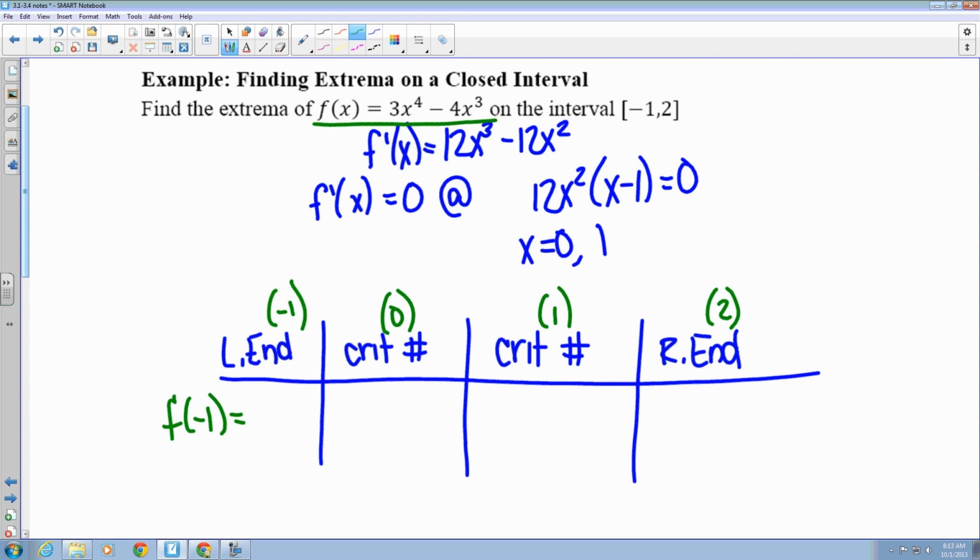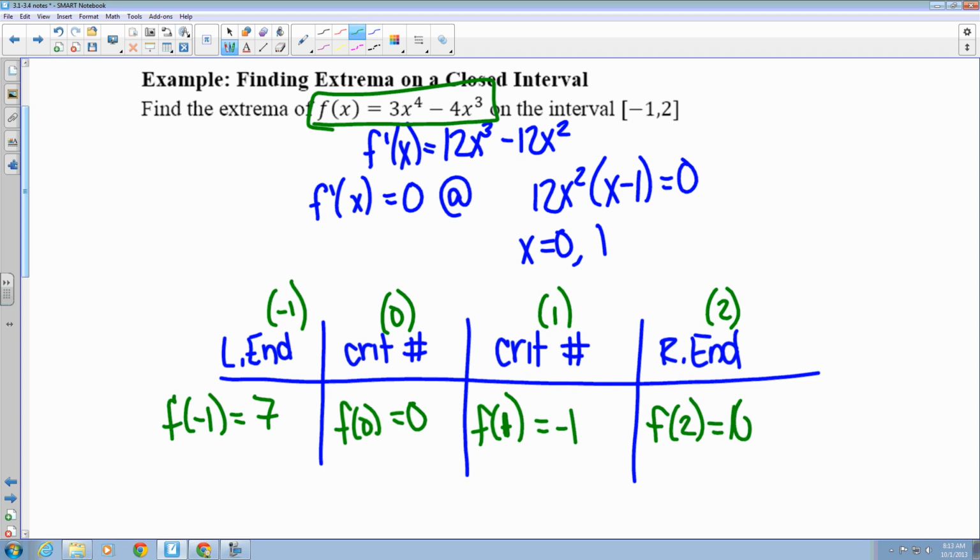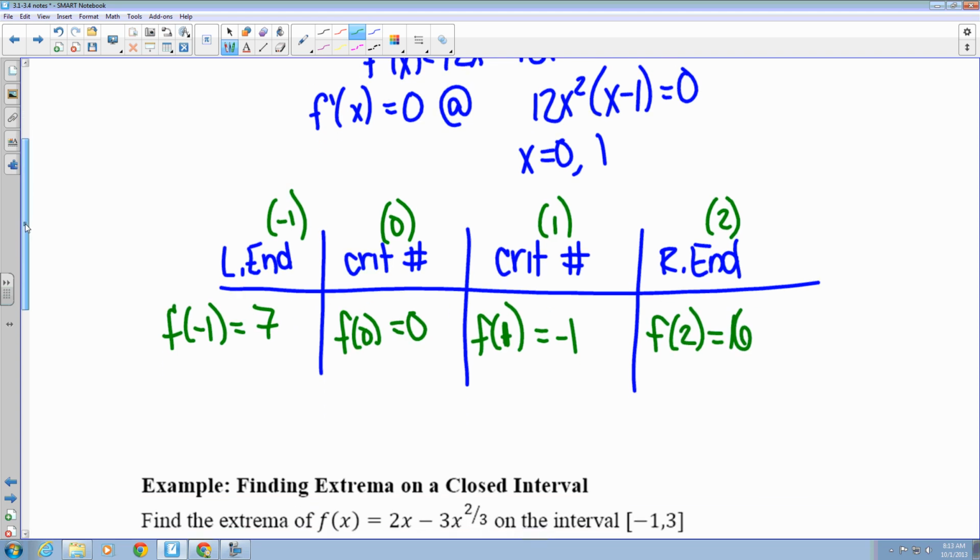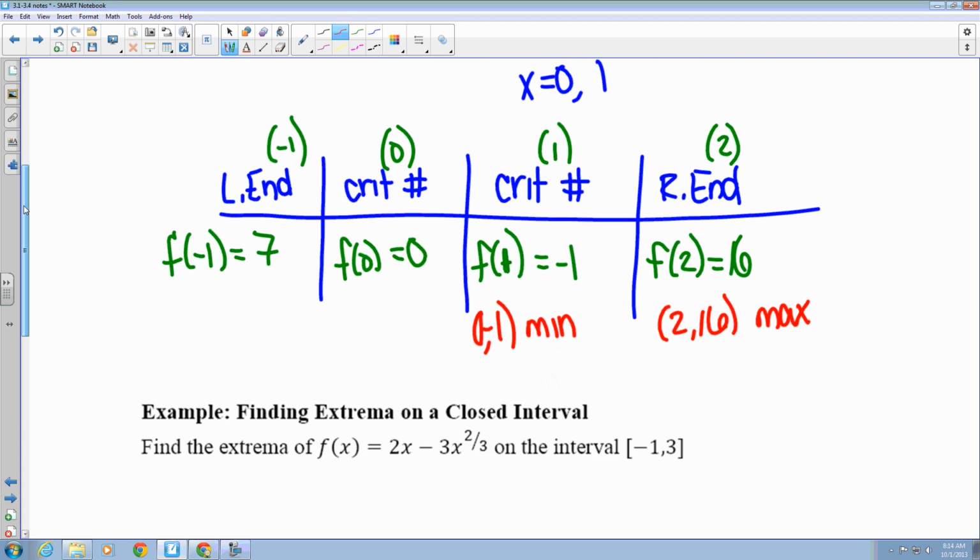F of -1, so that's plugging it back into the original, is 7. F of 0 is 0. F of 1 is -1. And F of 2 is 16. So now what you're looking at are the function values there, 7, 0, -1, and 16. You're trying to find which one is the smallest and which one is the biggest. The smallest one is at 1, -1. That's your minimum. And 2, 16 is going to be your maximum then. That's the biggest function value.